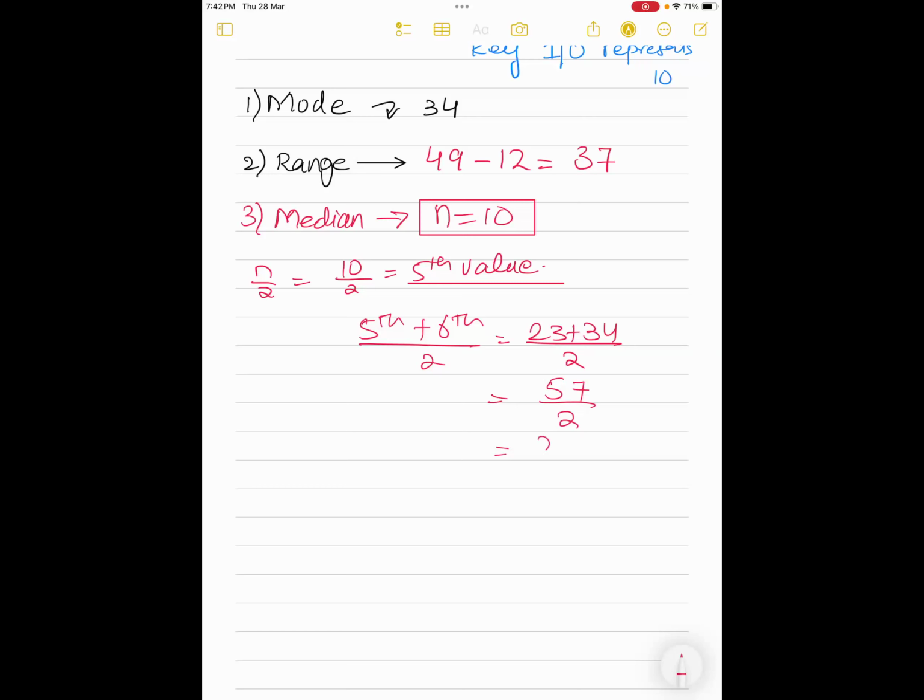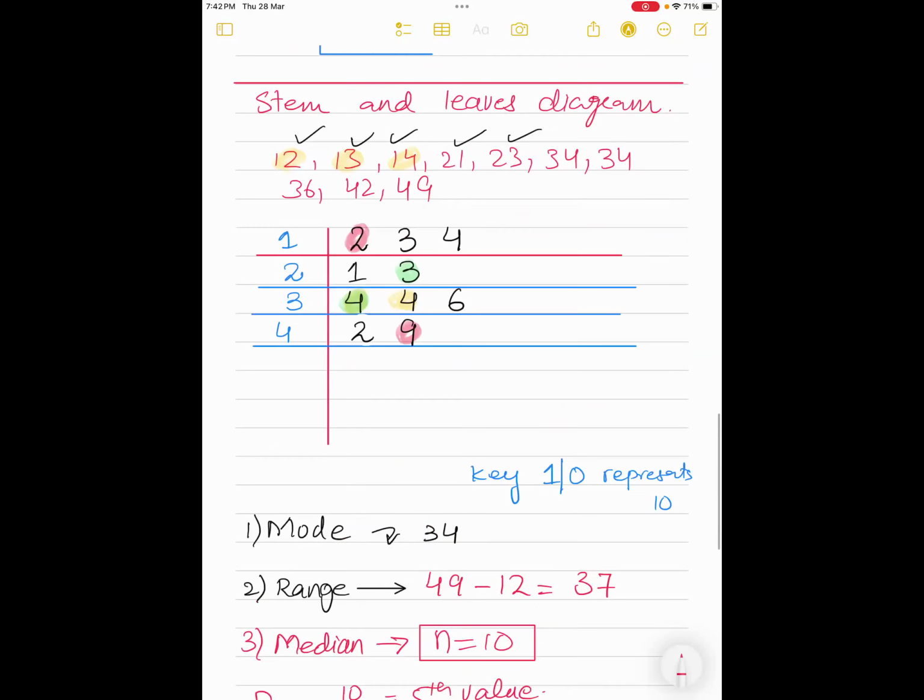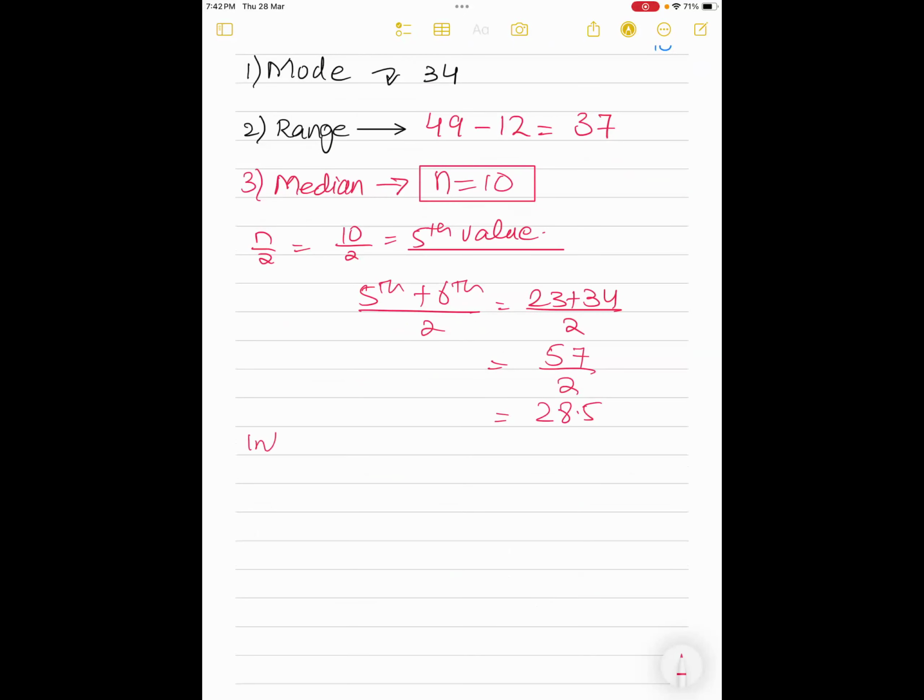Yes, sir. It's 28.5 is the median. Okay, the examiner can ask you for the interquartile range as well. Interquartile range is equal to upper quartile minus lower quartile. So the upper quartile is 75%. UQ is what?